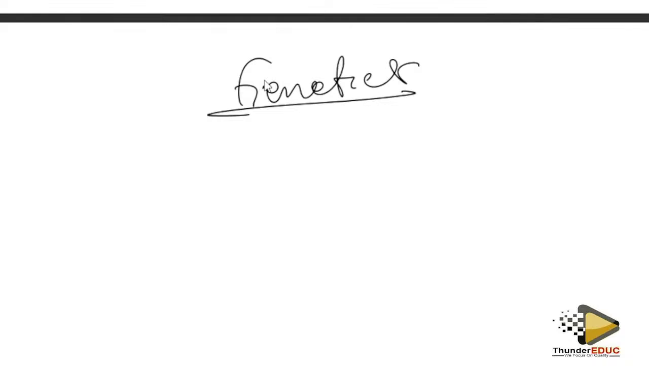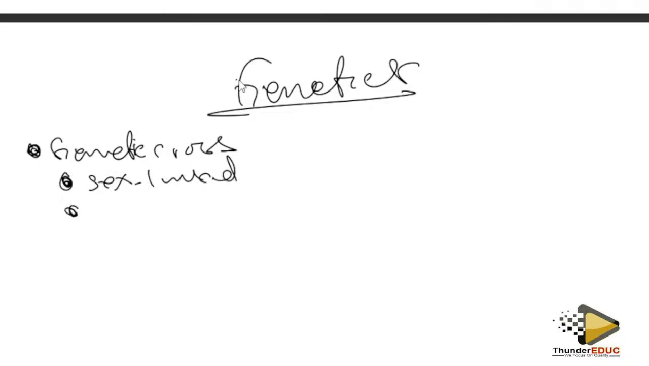When you talk about 6-mark questions in genetics, what are you supposed to look at? Number 1, genetic cross. In this genetic cross, you need to know when to say sex-linked and when to say non-sex-linked.